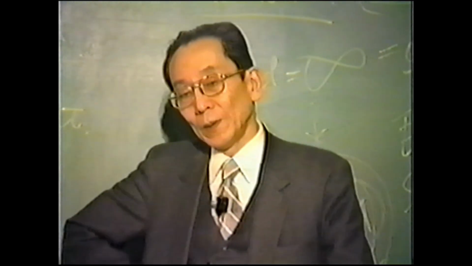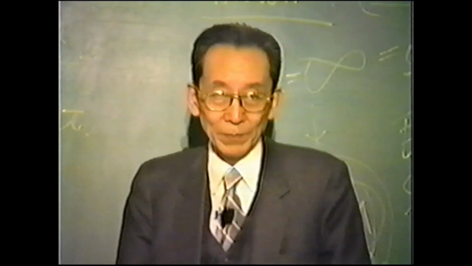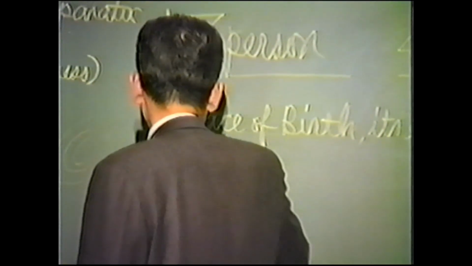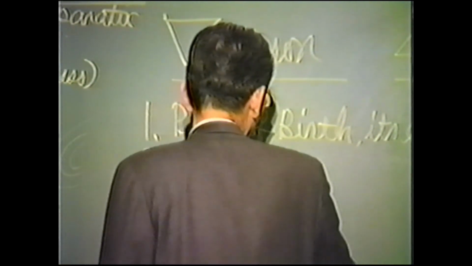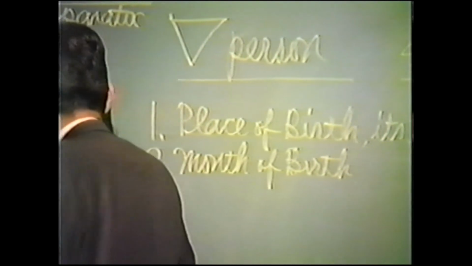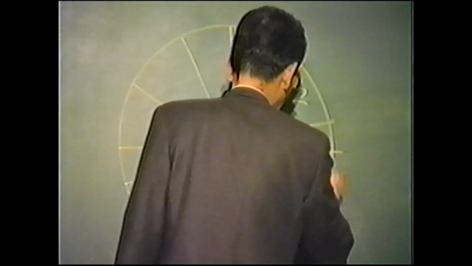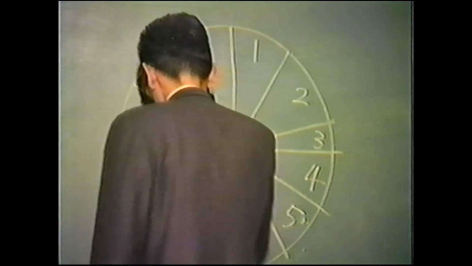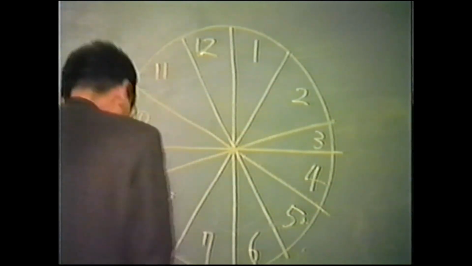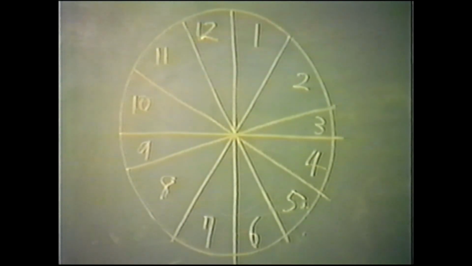Second, you have to see what month they were born. Months of birth. January, February, March, April, May, June, July, August, September. The fourth month born is the most young person.